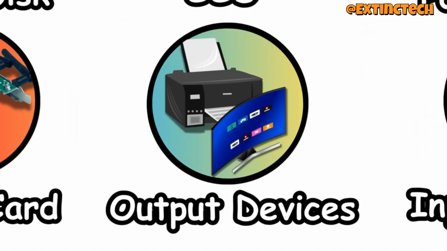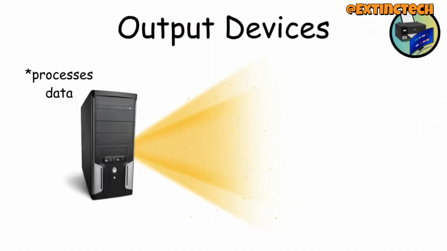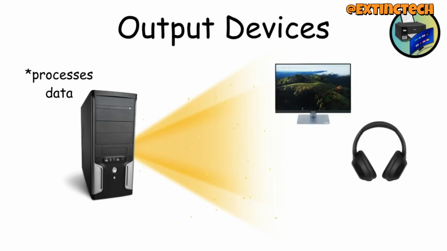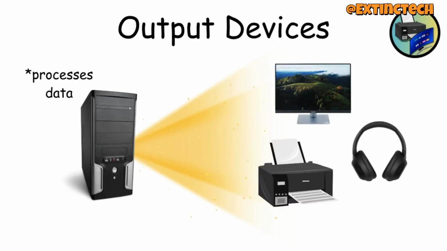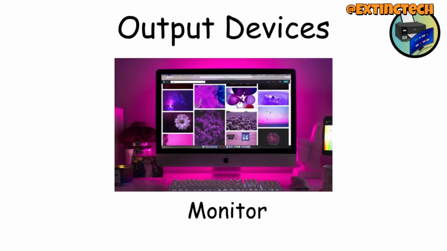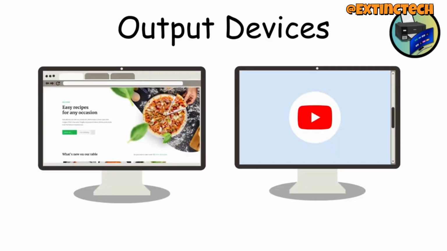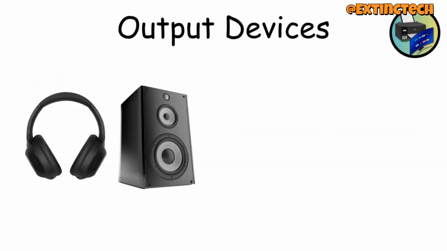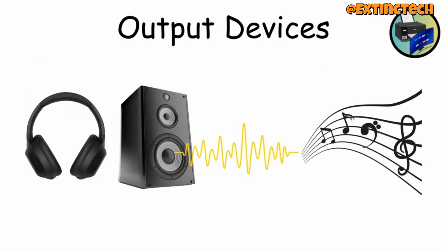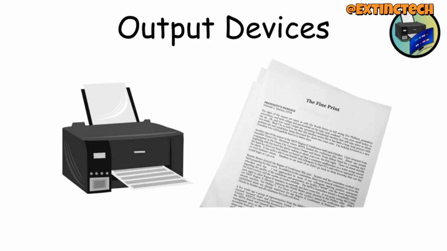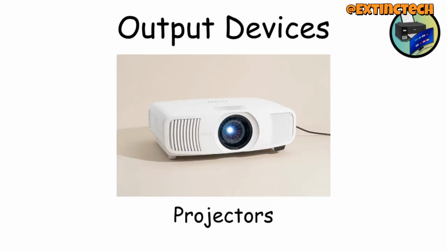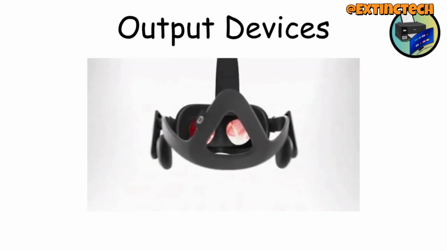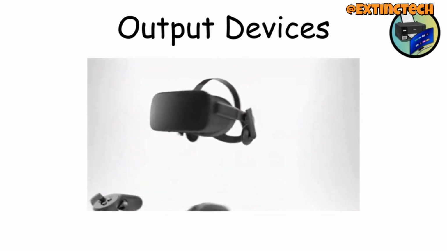Output devices. When your computer processes data, it needs a way to present the results, whether that's visually, audibly, or even physically. That's where output devices come in. The most common example is the monitor, which displays everything from websites to video playback. Speakers and headphones turn audio signals into sound, while printers produce physical copies of digital files. Other output devices include projectors and VR headsets, which extend how we see and interact with content.